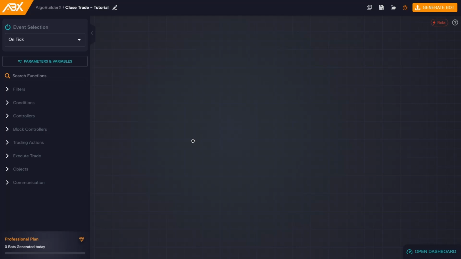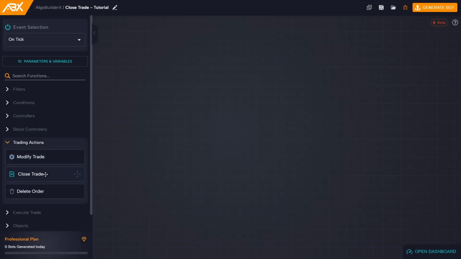The closed trade block found in the Trading Action section on the left side of our Builder menu allows us to close an ongoing trade. The block is used to close existing positions or to close partial trades. This is one of the simplest blocks to use and understand its functioning.